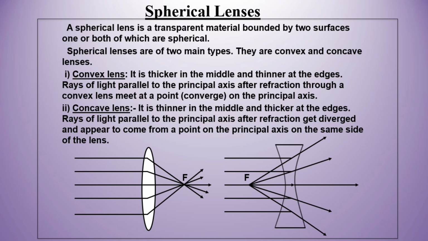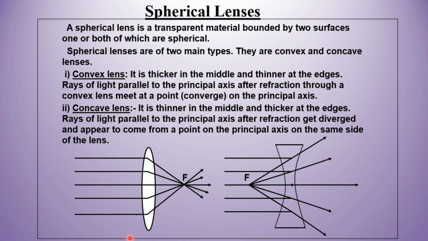Spherical lenses. Here first we have to understand what a lens is. A lens is nothing but a transparent medium bounded by two surfaces, one or both of which are spherical. Spherical lenses are of two main types: convex and concave. First we are going to see convex lenses.